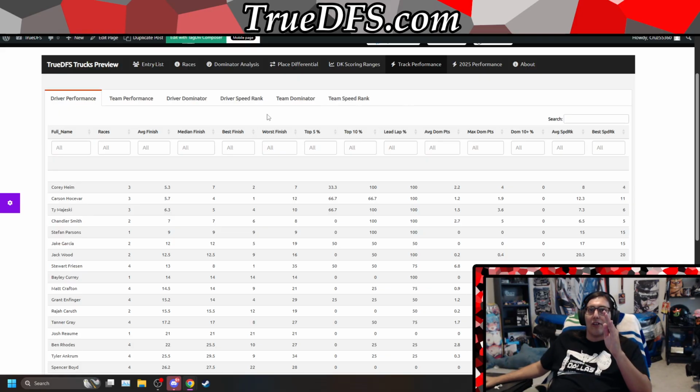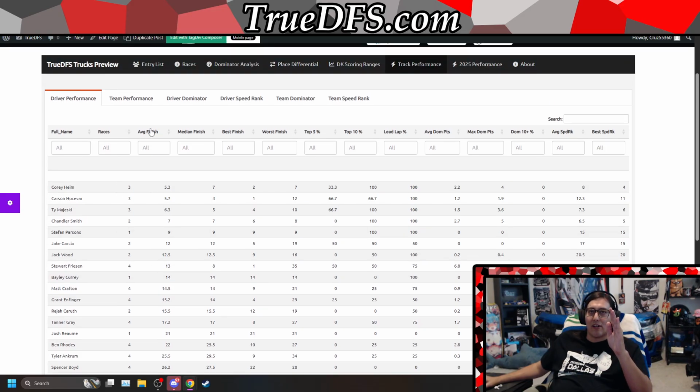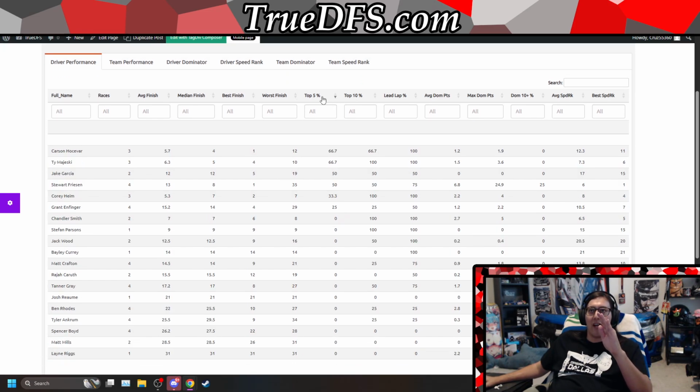So if we're looking at the amount of races here, yet again we're looking at Texas races. We're looking at average finish, median finish, best finish here. But what I really like here is the amount of top 5, which means the amount of laps spent in the top 5 positions, the amount of laps spent in the top 10 positions, amount of lead lap finishes, the average dominator points, max dominator points, and so on and so forth as we go around. Speed rank is the data point that Astukas uses over the default NASCAR driver rating that he feels is more accurate.